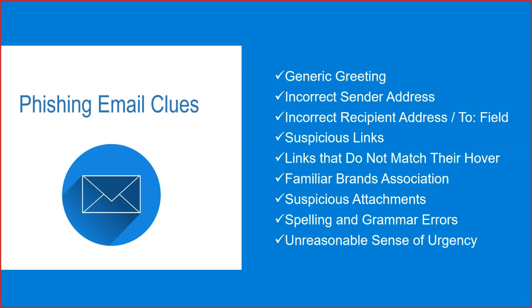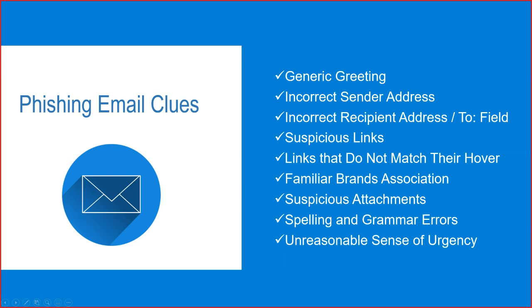Suspicious attachments, spelling and grammar errors, or an unreasonable sense of urgency, something like your email account's going to be disabled if you don't follow some type of instructions within the next 15 minutes or 12 hours or 24 hours.